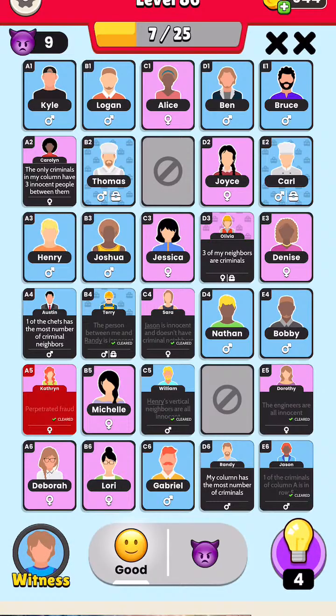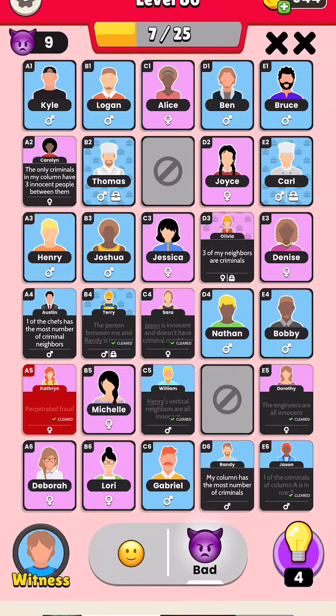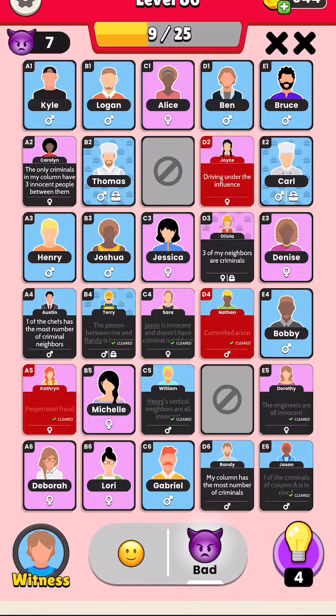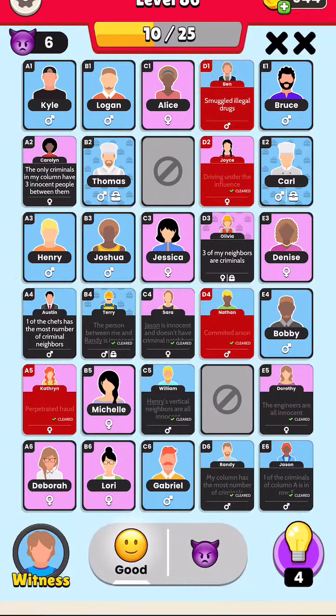Okay. One of the chefs has the most number of criminal neighbors. So it's either Thomas or Carl. I feel like it's Thomas, but I don't know. And this guy says his column has the most number of criminals. So I'm just going to assume that everybody here is a criminal. So Nathan's a criminal. Joyce is a criminal. Ben is a criminal. Cool. Okay, so the only criminals in my column have 3 innocent people between them.